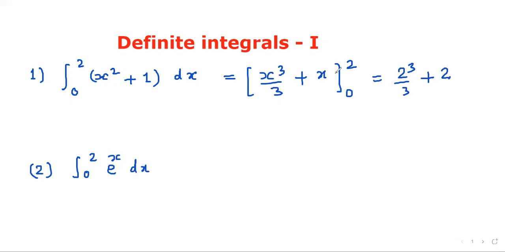When we write 0, both terms will become 0. So we can evaluate it. It will become 8 by 3 plus 2. 8 by 3 plus 2, that is 14 by 3. So this is the answer. Let's see the second question.